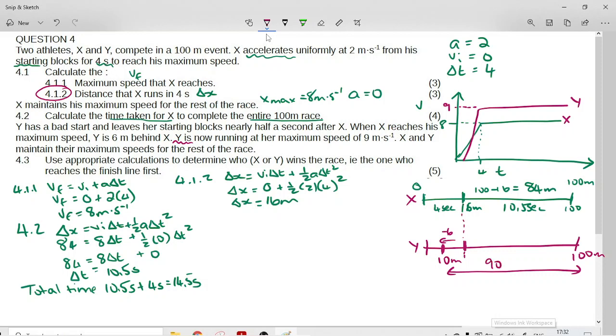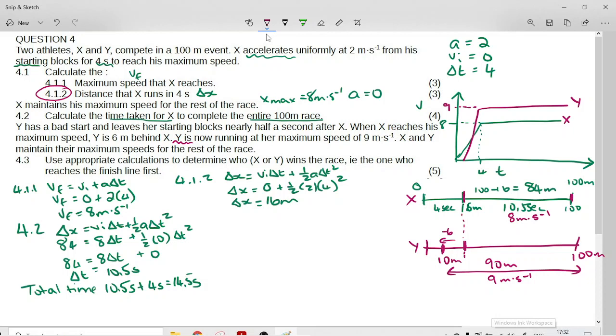So Y has got 90 meters to run, and she is running this at 9 meters per second. At this same moment in time, our friend X is over here, and they only had 84 meters to run, but they were running at 8 meters per second, and we worked out it took them 10.5 seconds. So the question is, if Miss Y is running at 9 meters per second, can she run this last part of the race faster than X? Use appropriate calculations to determine X or Y wins the race. Who reaches the finish line first?